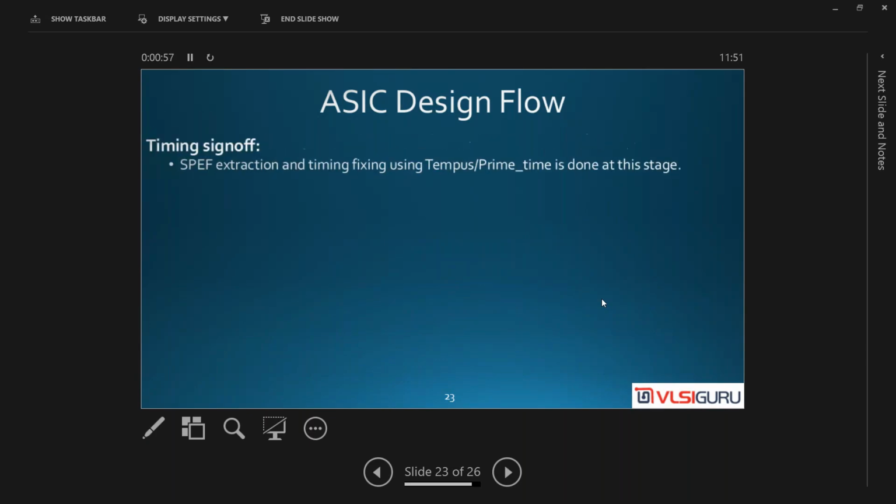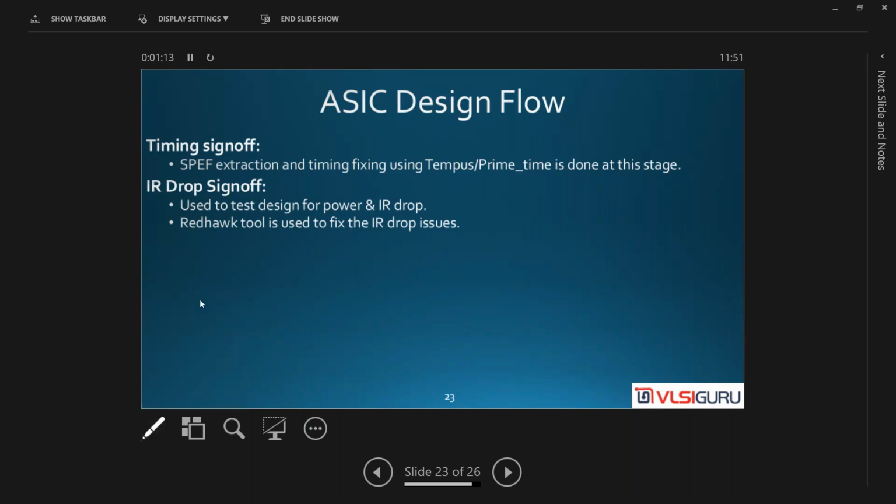So sign off means we close everything. We do timing sign off. We do spec extraction and timing sign off using PrimeTime. Tempus is the Cadence tool, and PrimeTime is the Synopsys tool. So we do timing sign off to check that the design is working on the set frequency, everything is perfect, and timing is not getting violated. That is called timing sign off. Every sign off has its own tool. We use PrimeTime in Synopsys, Tempus in Cadence.